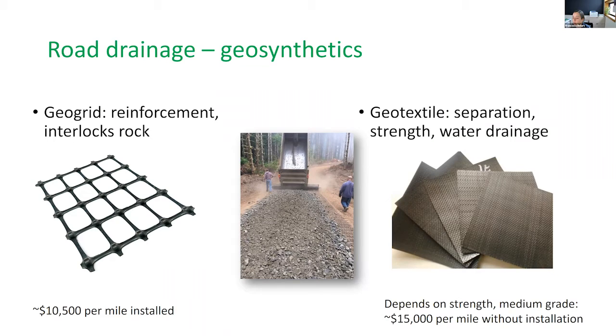So we have two types of geosynthetics. The one on the left is the geogrid that provides reinforcement and helps interlocking the rock that is being placed. And we also have geotextile, which also provides separation between the layers of the road. They provide strength and also help with water drainage. So if there's a spring or a spot on the road that is constantly wet, these definitely are a really good option to help with water drainage and keep it off the road surface.